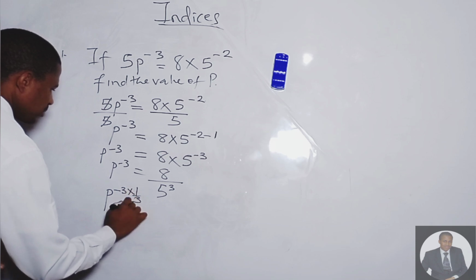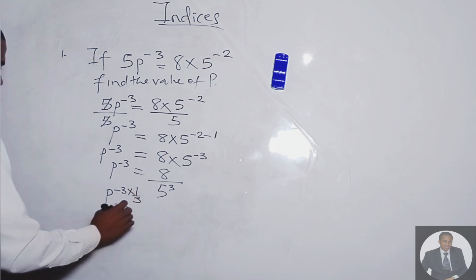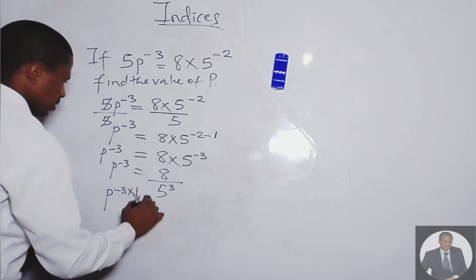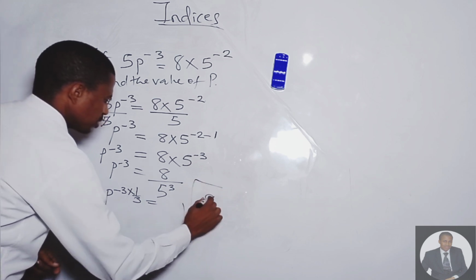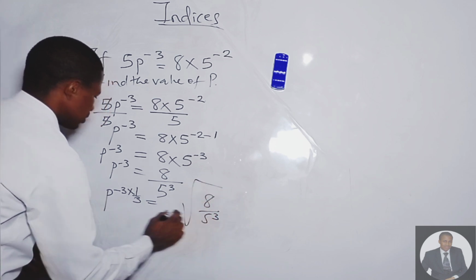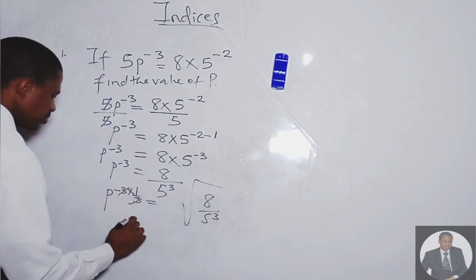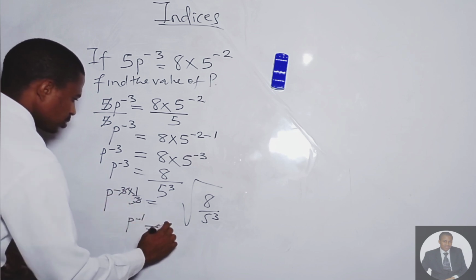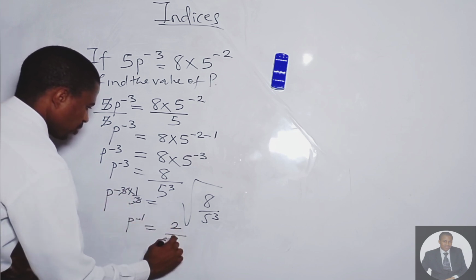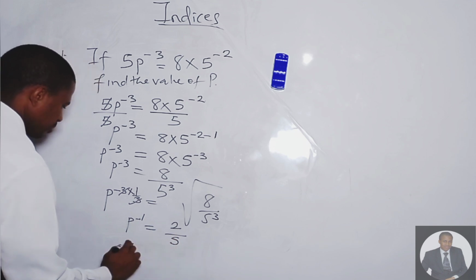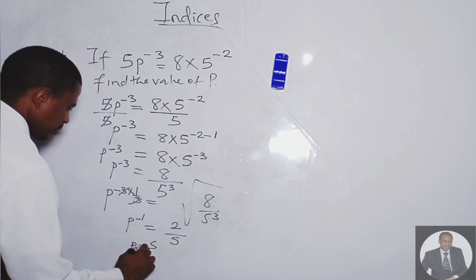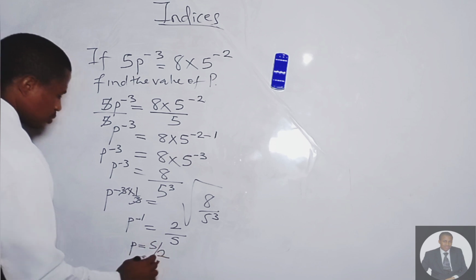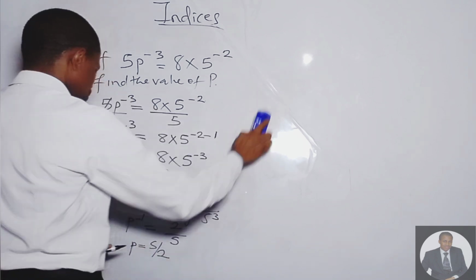We raise both sides to the power 1 over 3. That's the cube root. That's the cube root of 8 over 5 cubed. This we cut out, so we have p^-1 equals 2 over 5. Then p will give us 5 over 2. How do we get 5 over 2 here?